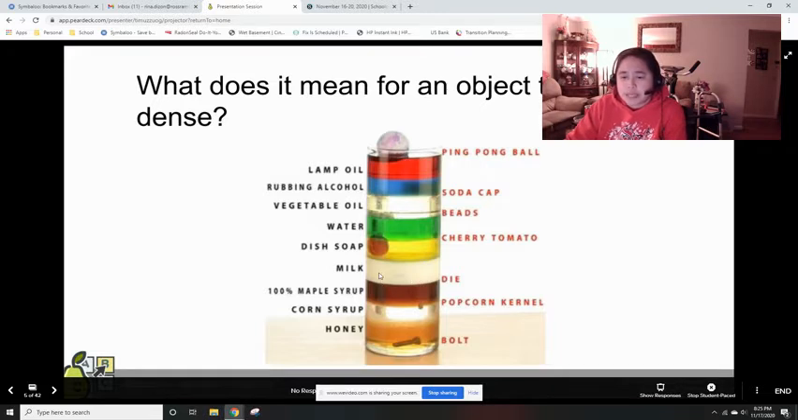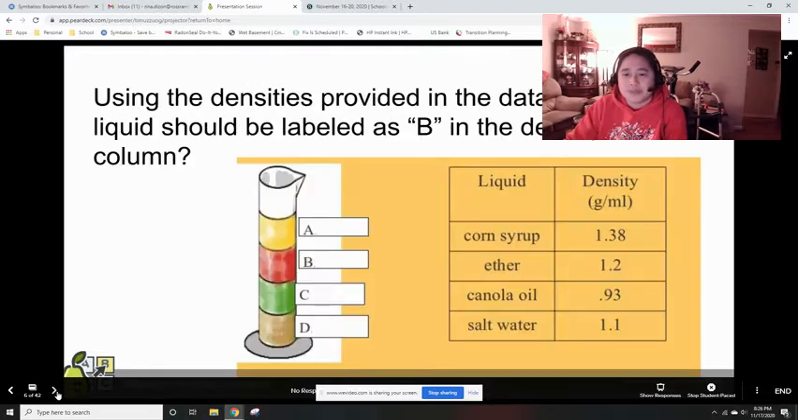And if you compare things like milk versus dish soap, milk is more dense than dish soap. Now this doesn't give you the physical look of these liquids. Here it gives you the actual density number. So if you were to put these in the right order, which liquid would be labeled as B in the density column? Here's B, it's second from the top. So it's going to be the second least dense.